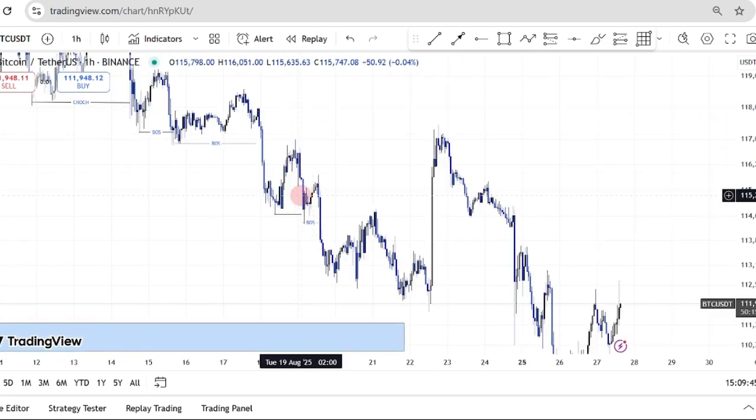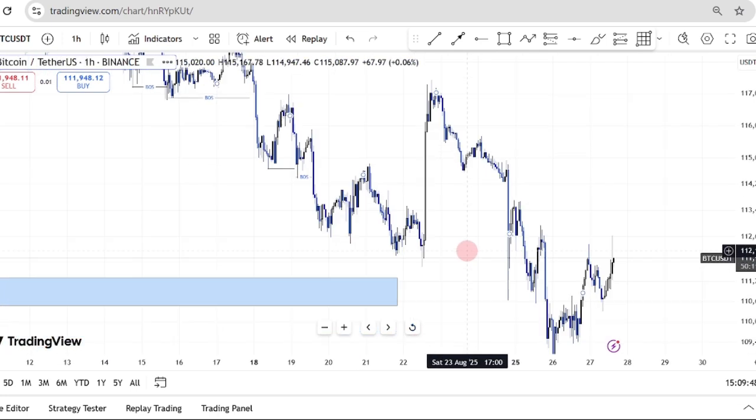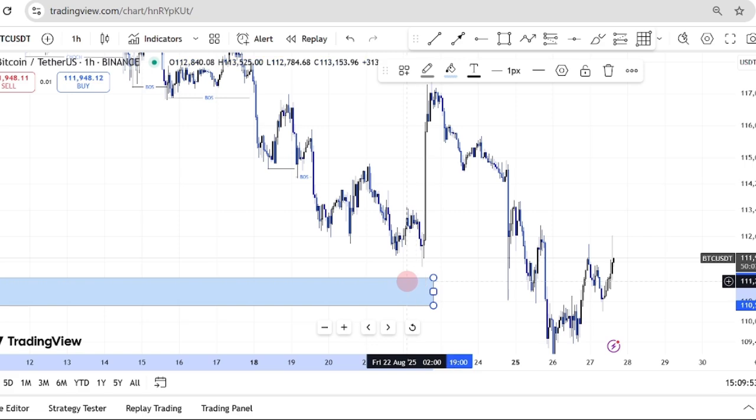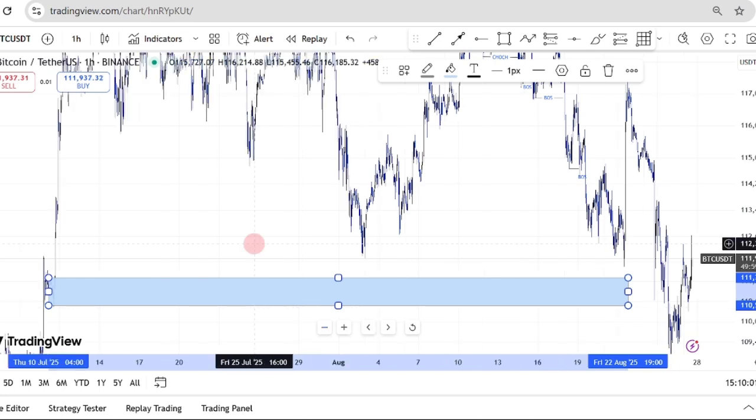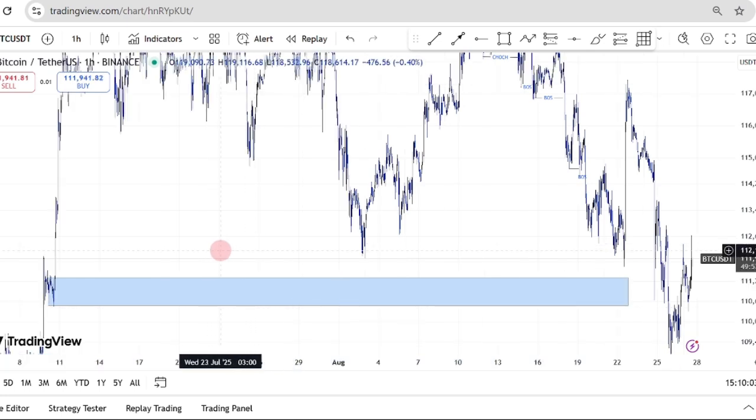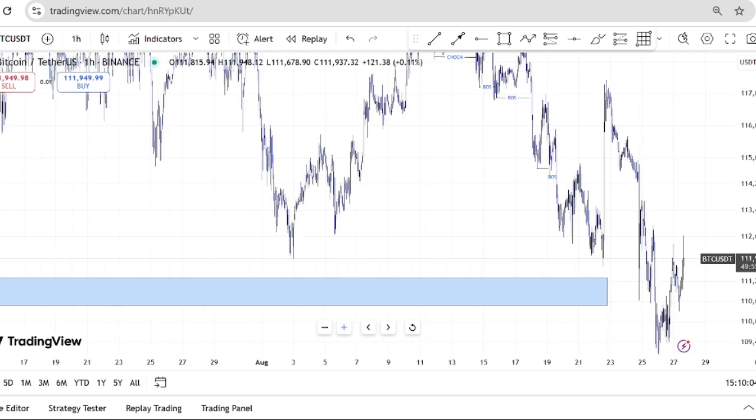After having this break of structure, don't forget, what was our target? Our target was us expecting price to rally back all the way to this demand zone we marked on 4 hours. Let me zoom in on the chart so we get a precise entry on the 1 hour. Okay, so still the same thing on the 1 hour time frame.